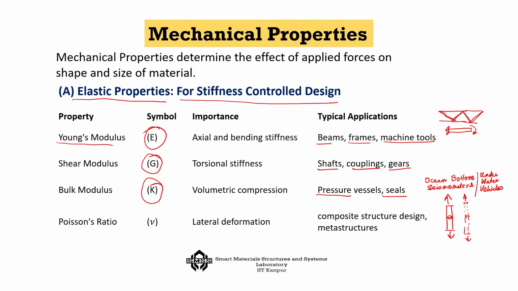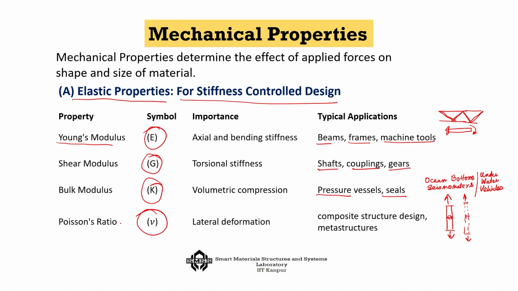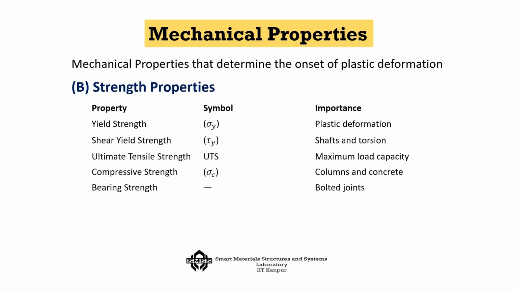Most of the natural materials have a positive Poisson's ratio, whereas some materials that we are able to synthetically develop today have a negative Poisson's ratio. Essentially, Poisson's ratio tells us what will be the effect of a particular load on the direction perpendicular to the force that you are applying. So this becomes an important factor, and all these things together come into your group of elastic properties for stiffness control design.